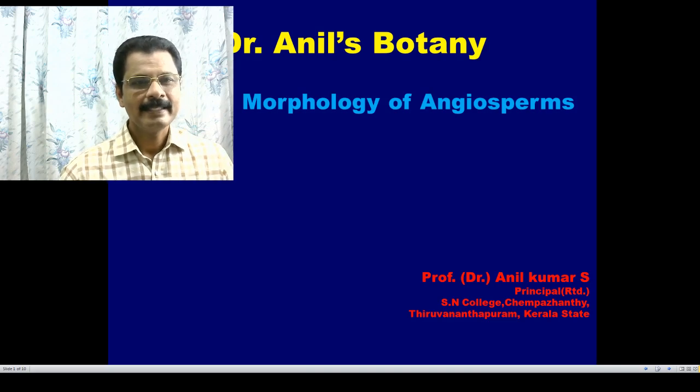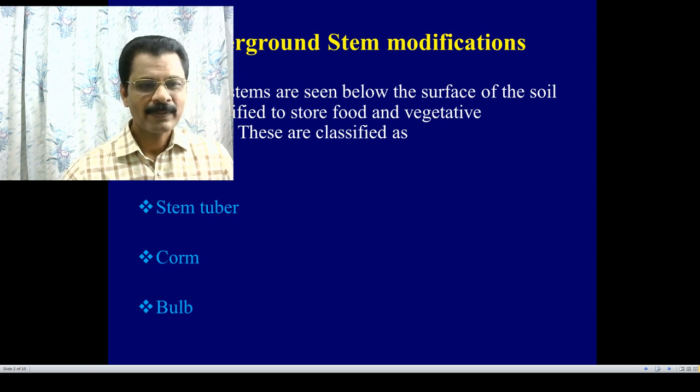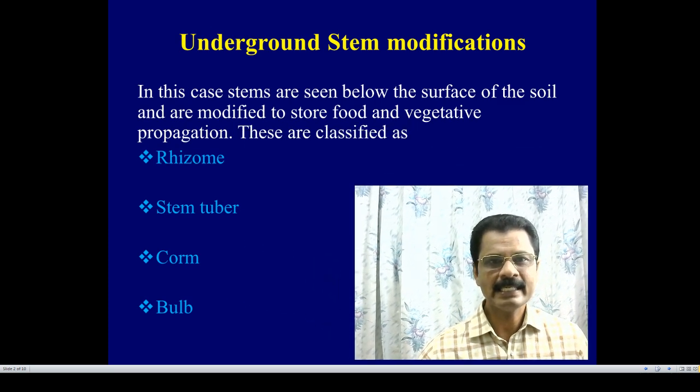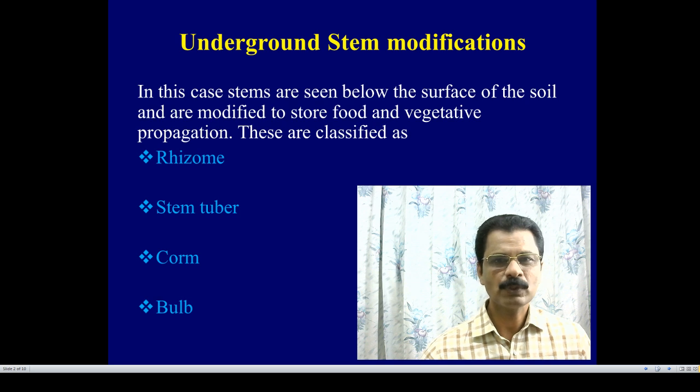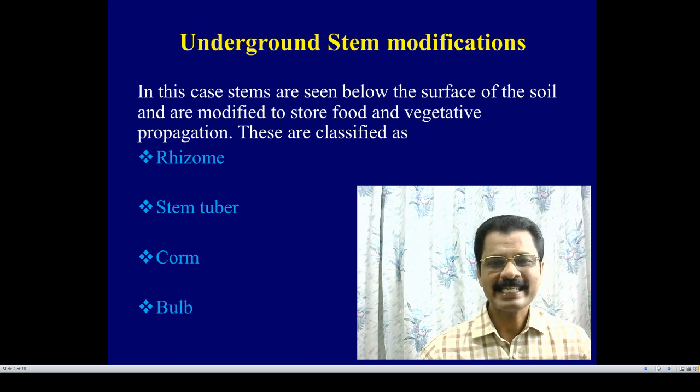Welcome. This is the continuation of the previous class, stem modifications. Today we will talk about underground stem modification. What is underground stem modification? Underground stem modification means the stems are seen below the surface of the soil and they are modified to store the food material as well as they help for vegetative propagation.